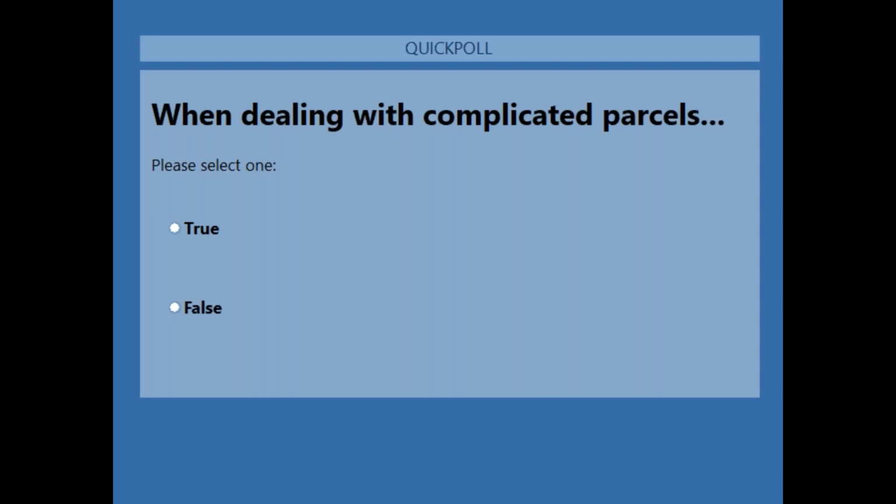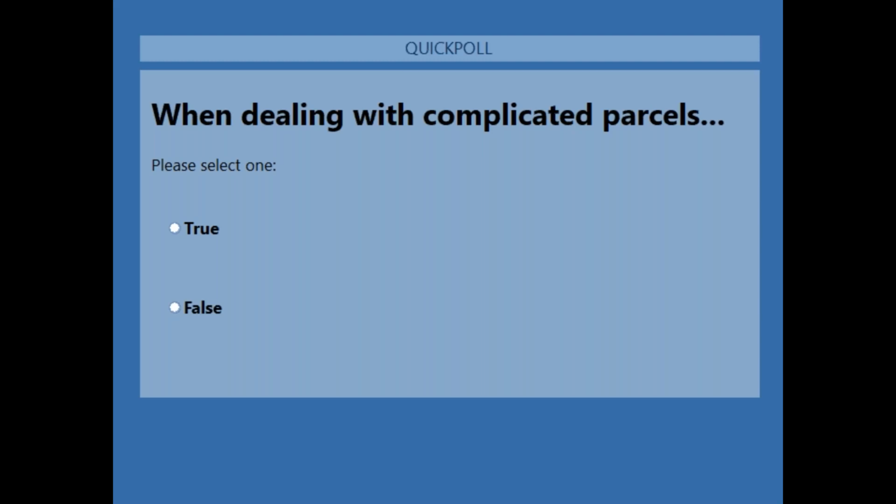Question number one. When dealing with complicated parcels, such as apartment complexes, condominiums and shopping centers, districts may need to seek guidance from the Assistant Attorney General's office. True or false?